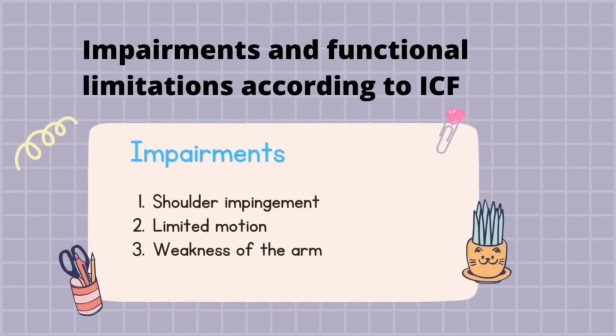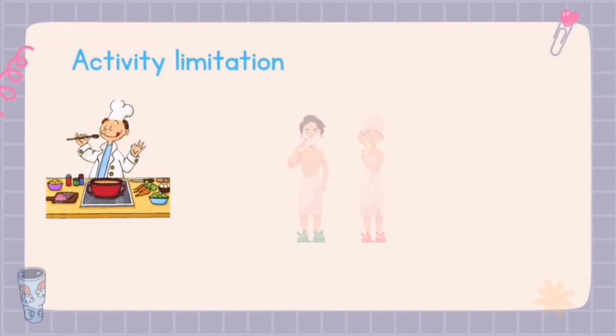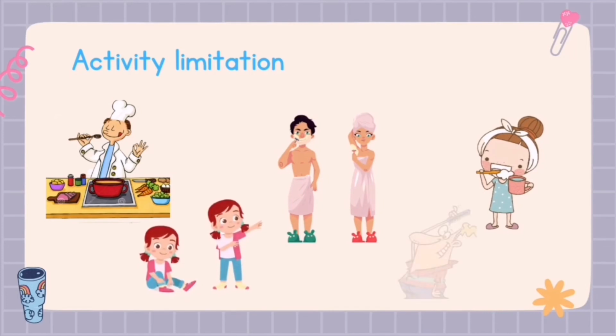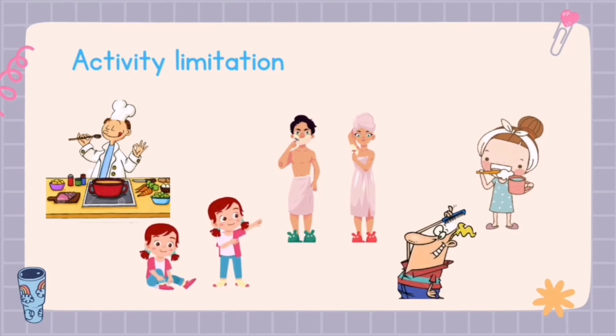Okay, first, let's look at the impairments of patients with rotator cuff tendonitis. The impairments are shoulder impingement, limited motion, and weakness of the arm. The functional limitations for a person that has rotator cuff tendonitis are difficulty to cook, difficulty to dress and undress, difficulty to do personal hygiene such as combing hair, brushing teeth, shaving, and so on.